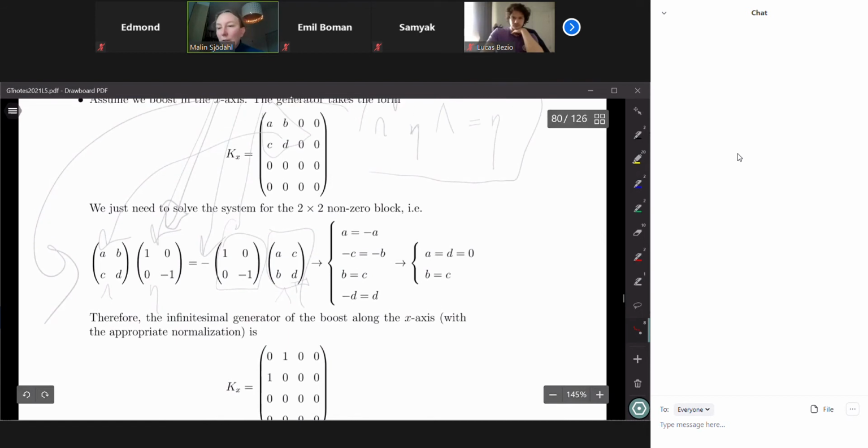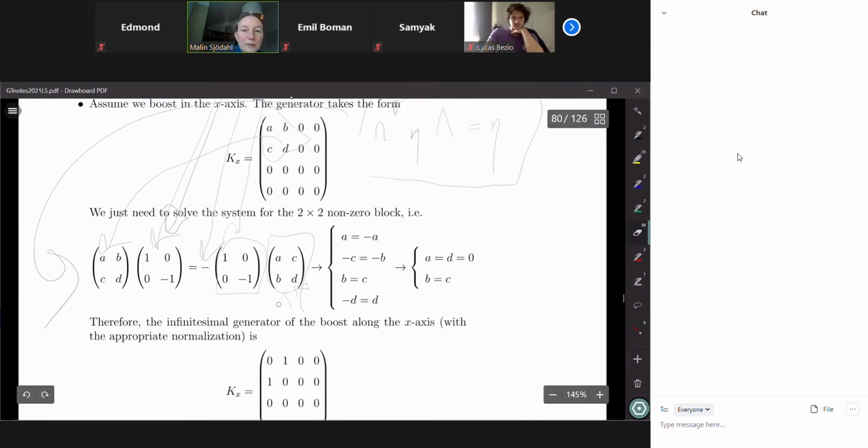Good. So this was the way to see this equation. From this we now want to identify the components.